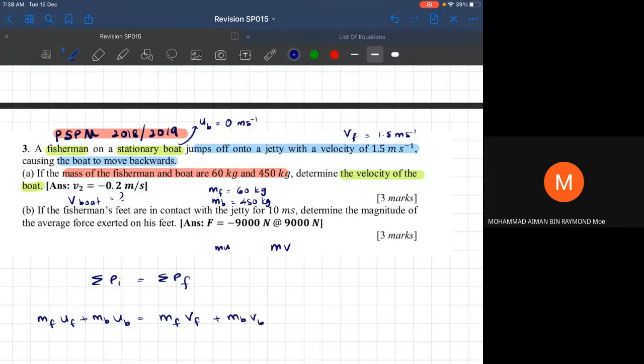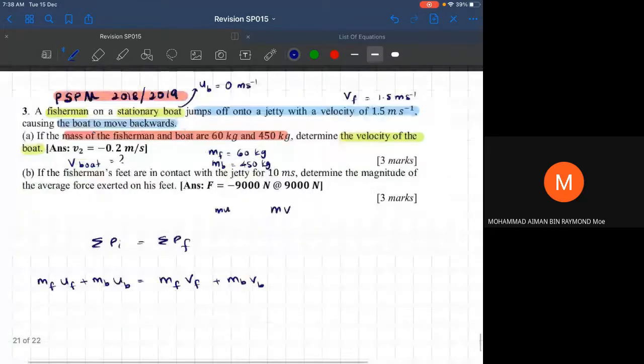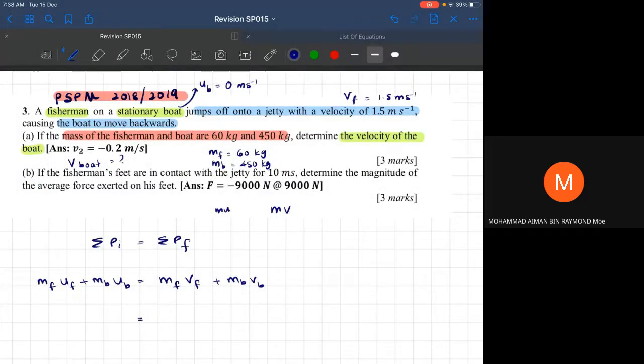Okay, kita tengok kuantiti apa yang kita boleh isi kat sini. So kita ada mass of fisherman, isn't it? Which is 60 kg, tapi initial velocity of fisherman tak tahu. Ni mesti isi je dia punya information. So this one is 60 and then this one is 1.5, plus mass of boat is 450, and then we want the velocity of the boat, right?